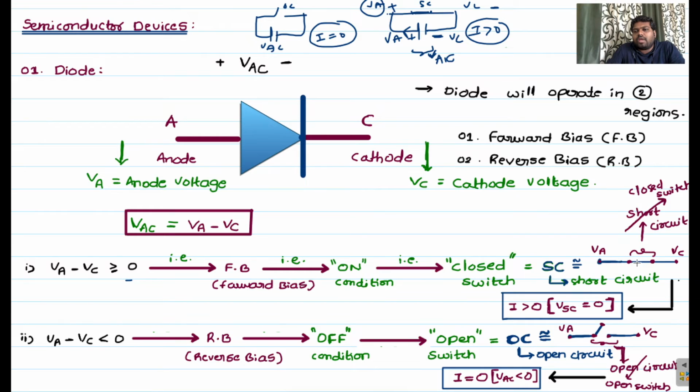But whatever the material you consider, it definitely has a resistance value. Whenever resistance exists, we already know V equals IR. If you have a certain resistance value, definitely there will be a certain voltage drop at that short circuit point. That's why in a practical diode, this short circuit voltage is approximately 0.6 volts. That is the cutoff voltage or predefined voltage for that particular device.